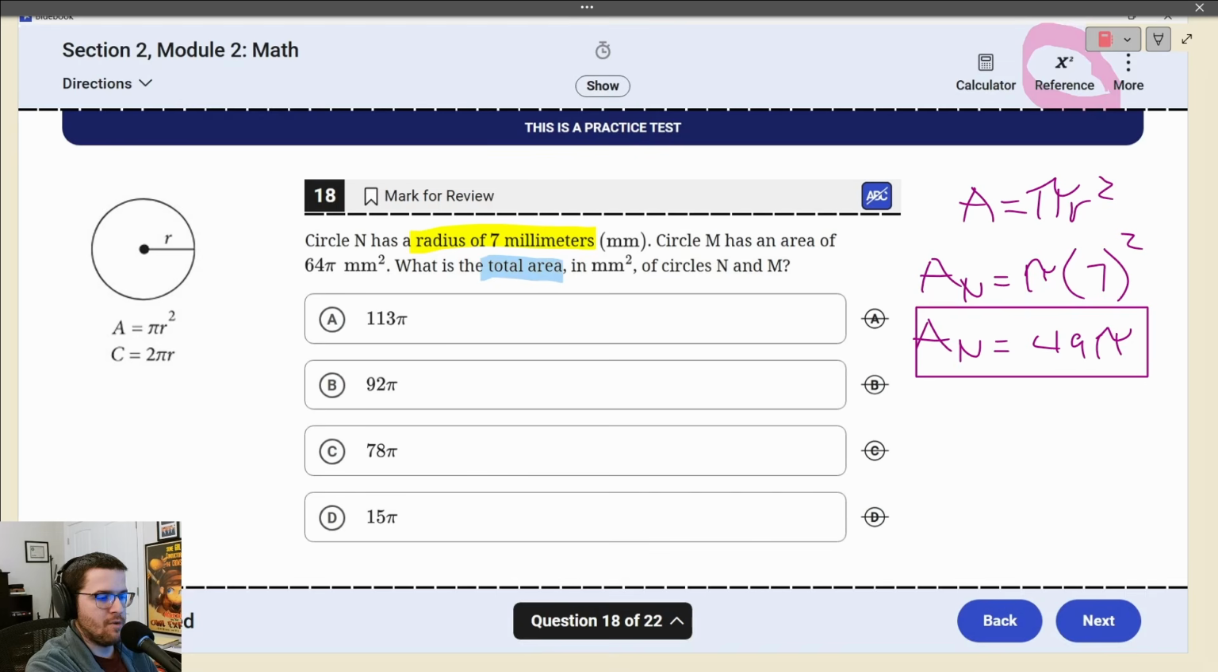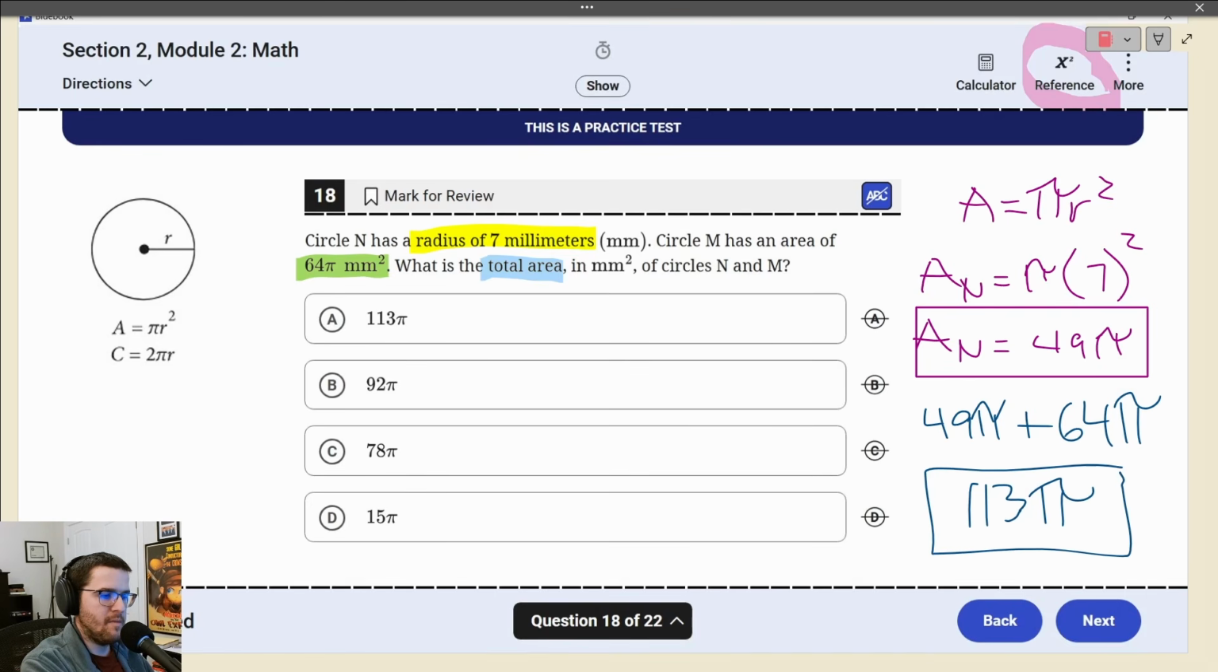So now it says, what is the total area? So we're going to add the two areas. So we'll do 49 pi, which is circle N, plus circle M, which is 64 pi, they said. So 49 pi plus 64 pi. Let's see. 49 plus 64 is 113, so this would be a total area of 113 pi, which gives us choice A as our answer.